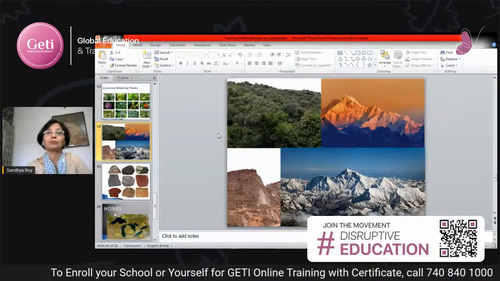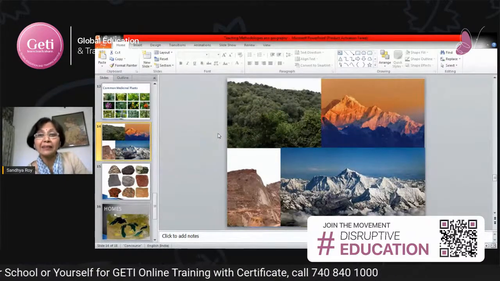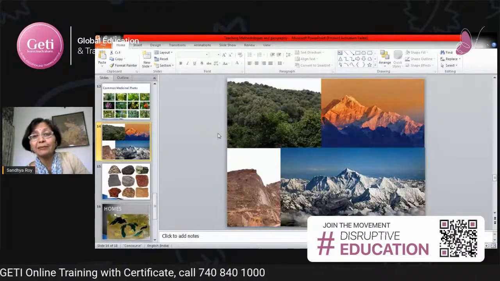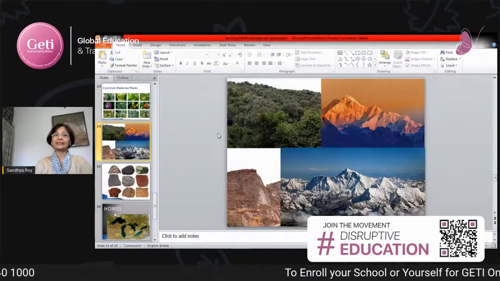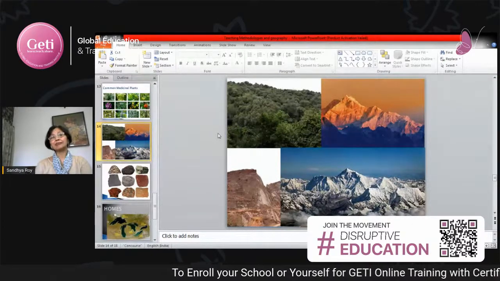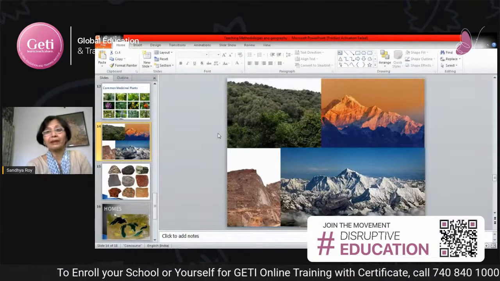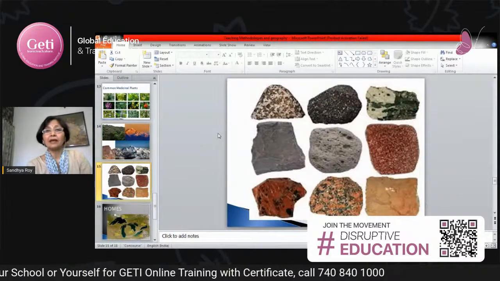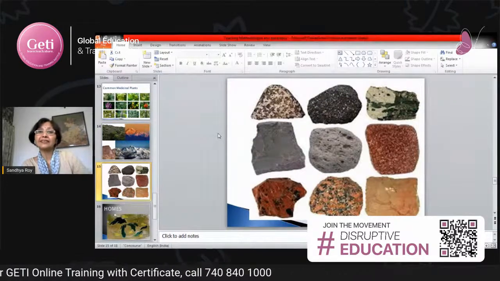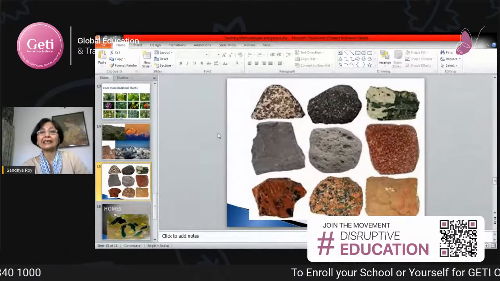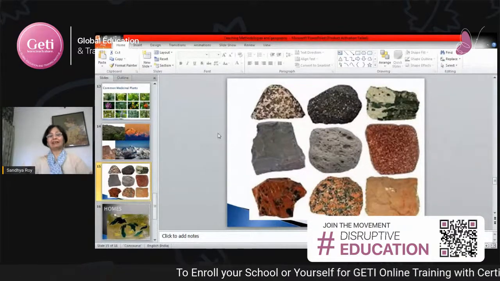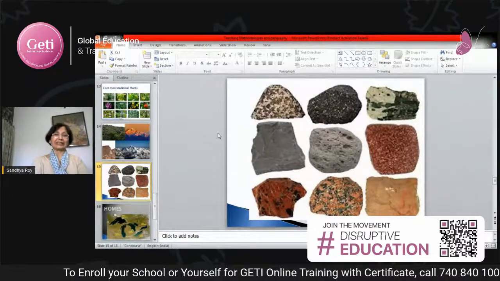If the altitude of the mountain is very high, then the temperature will be low, and in some places you will find that they are snow covered, whereas some mountains can be barren. Then bringing rock pieces into the class and explaining the different types of rocks is an amazing idea. Why? I will give you an example.